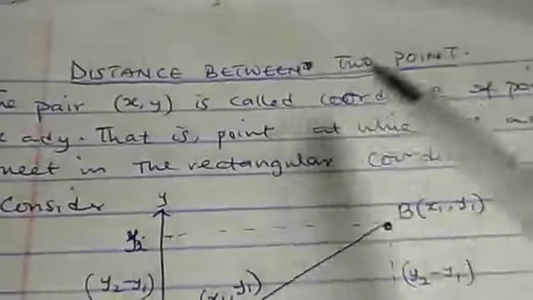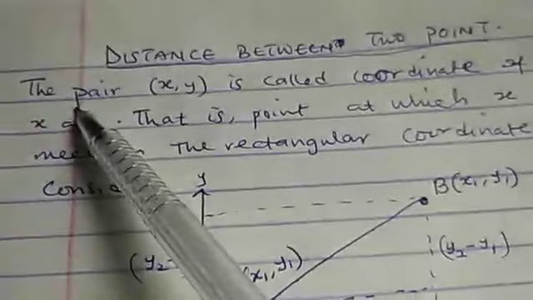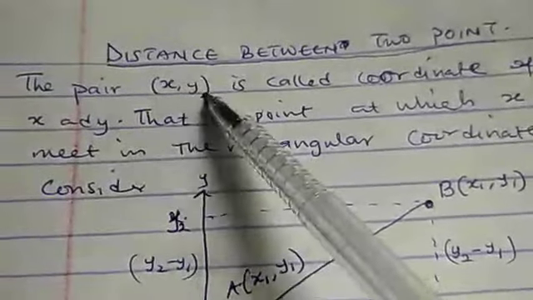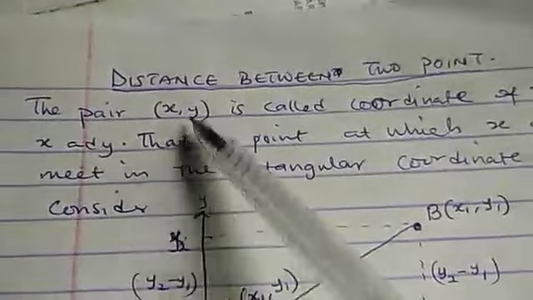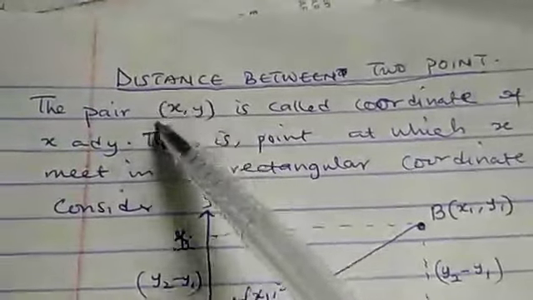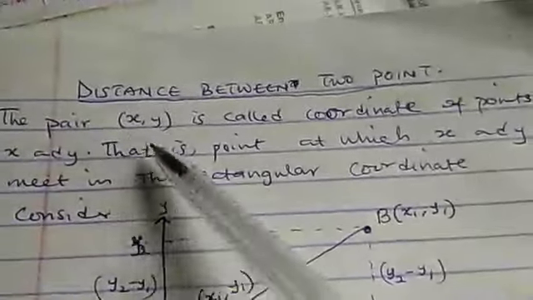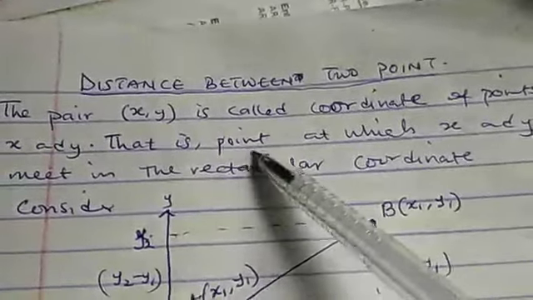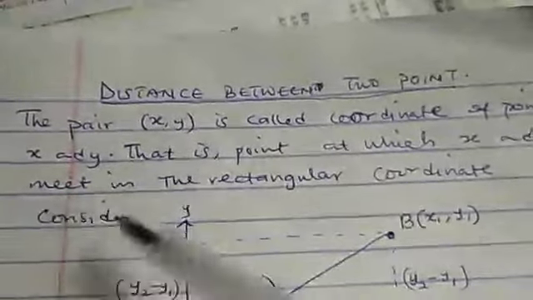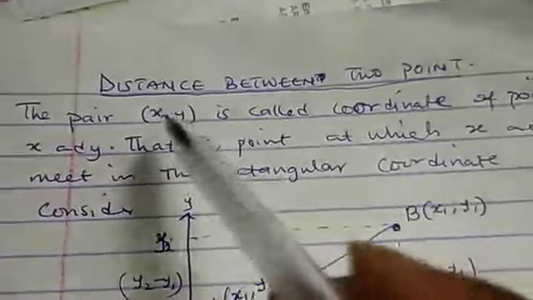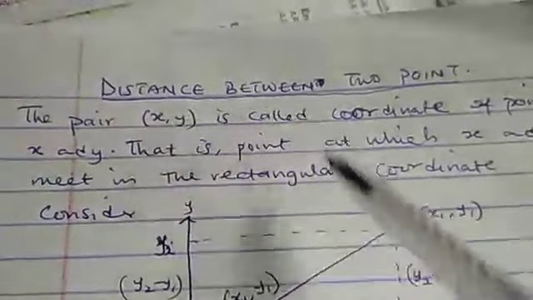Now, distance between 2 points. The pair x comma y is called the coordinate of point x and y. That is, if we write something like this, x before y, we call it the coordinate of x and y. That is the point at which x and y meet in a rectangular coordinate. Where x and y meet, we write it like this, x comma y.